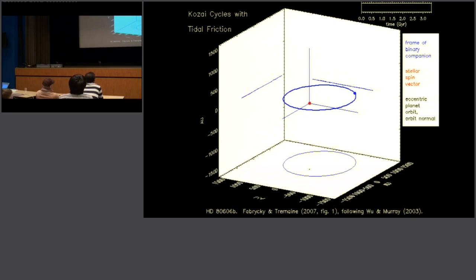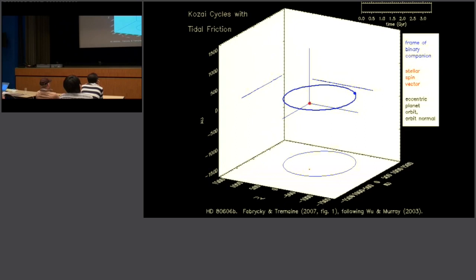Okay, so here you see the distance, 1000 AU or something, of the binary star. This is the binary star here, and the secondary star, and this is the star with the planet in there. Okay, the frame of the binary companion here, and the system we are looking at is this system inside, okay? 1000 AU, this is the scale here in AU. I hope you can read this.